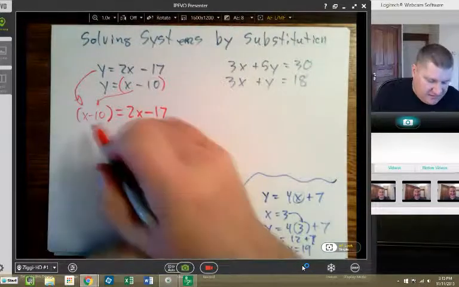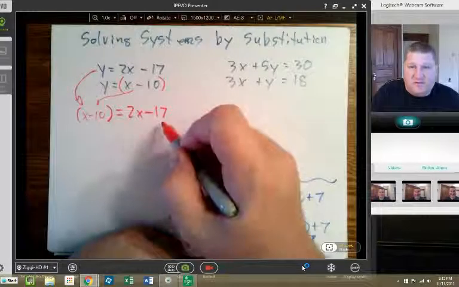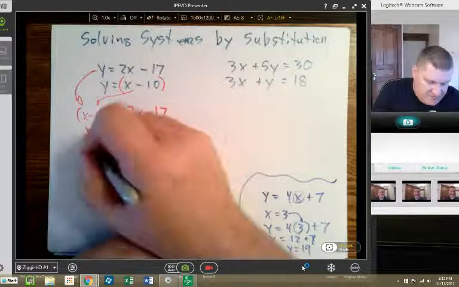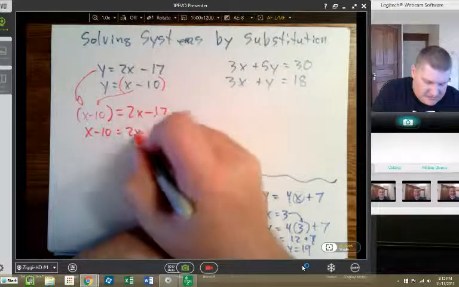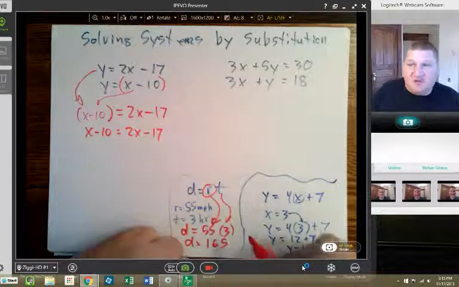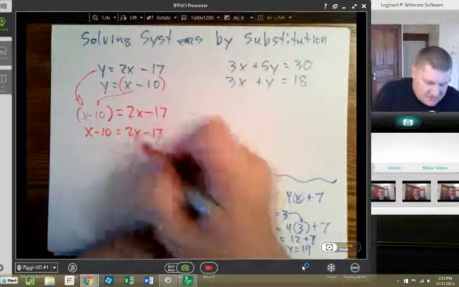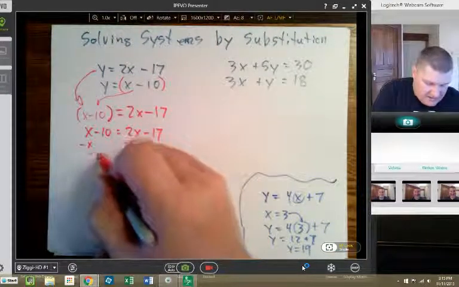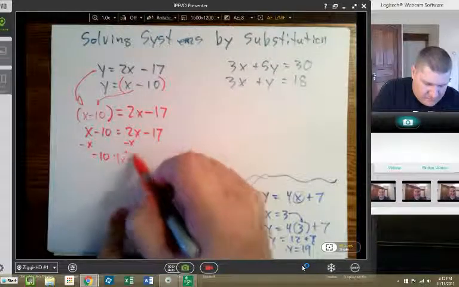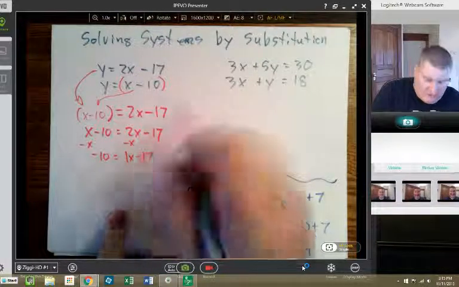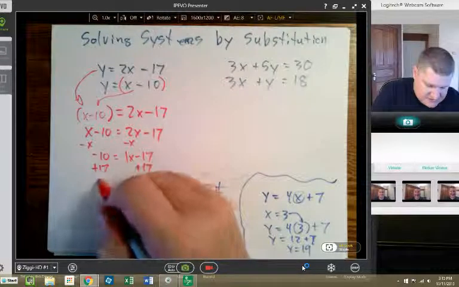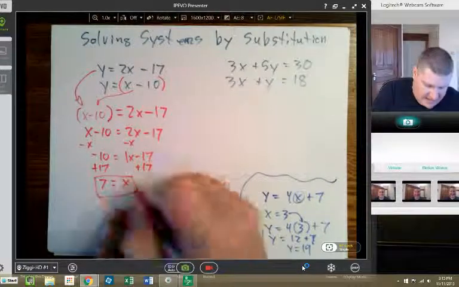Now, in this case, the nice thing is, even though there are more pieces, instead of y's and x's, we just have x's. So if x minus 10 equals 2x minus 17, hopefully everybody knows how to solve that. Let's get all the x's to one side. And so I get negative 10 equals 1x minus 17. Let's get all the numbers to the other, plus 17, plus 17. 7 equals x. Well, very good.